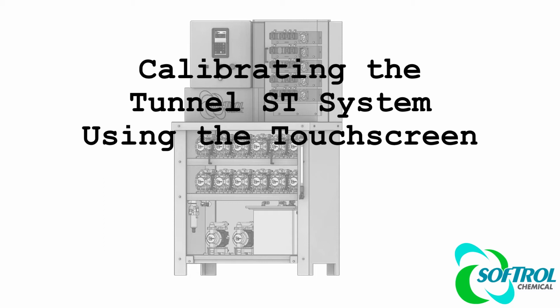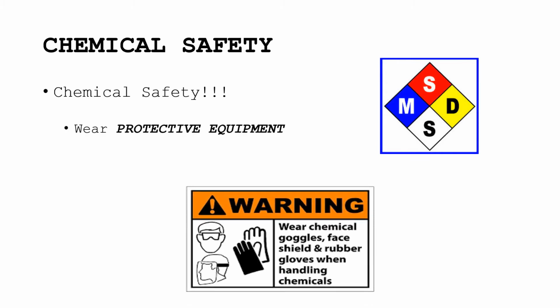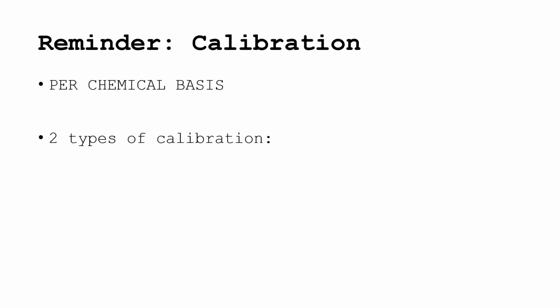This is a video demonstrating how to calibrate the Tunnel ST system using the touch screen. It is important to remember chemical safety when doing a calibration. Employees should always wear protective equipment when dealing with chemicals, including doing a calibration. As a reminder, calibration on this system is done on a per chemical basis, and there are two ways to calibrate this system: using the flow meter, or doing a time-based calibration.